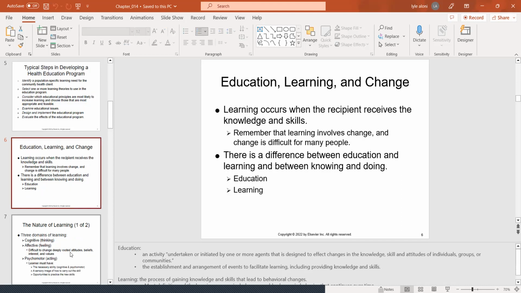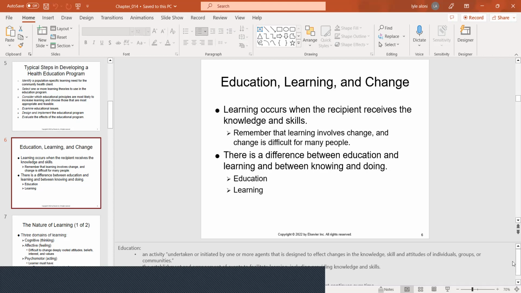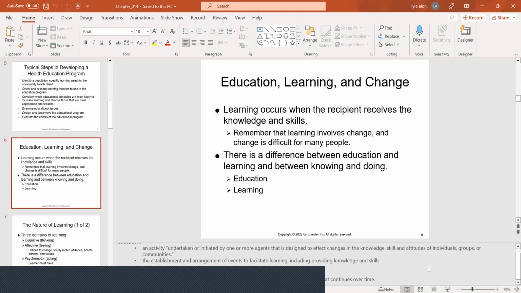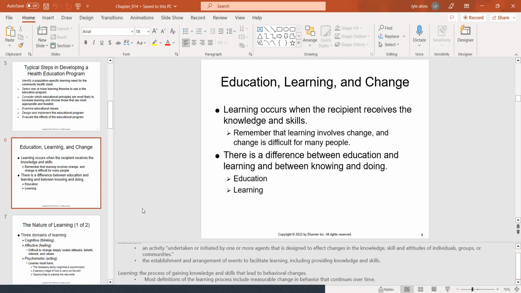So when we do that, we know that we are going to have education, which is our activity that's designed to change knowledge, skills and attitudes of people or communities. And so we arrange our events to facilitate learning with their prior knowledge and their skills. We take another look again that there's a difference between education and learning. Learning is the process of gaining knowledge, so we need to see measurable changes in behavior over time.